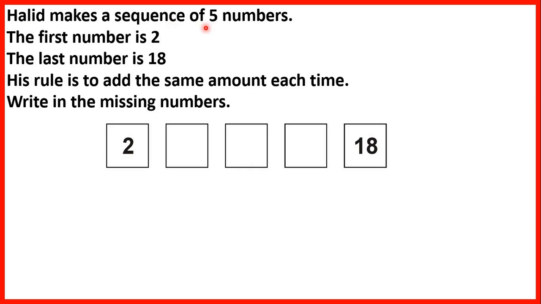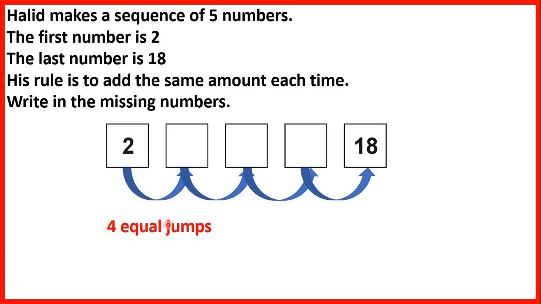Khalid makes a sequence of 5 numbers. The first number is 2, the last number is 18. His rule is to add the same amount each time. Write in the missing numbers. So to get from 2 to 18, he's made 1, 2, 3, 4 equal jumps. We know that they're equal jumps because his rule is to add the same amount each time.